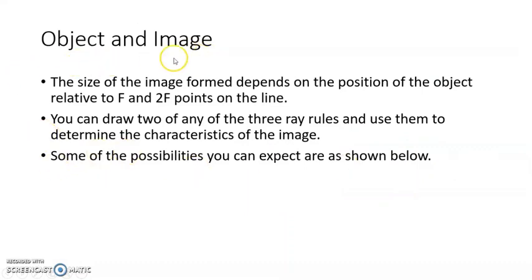Now, object and image. The size of the image formed depends on the position of the object relative to the F and 2F points on the line. We're going to see this in the following slides. Now you can draw any 2 of the 3 rays and use them to determine the characteristics of the image which will be formed. Some of the possibilities you can expect are as shown in the following slides.